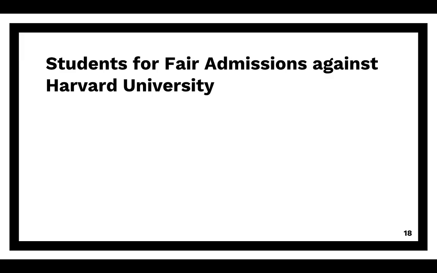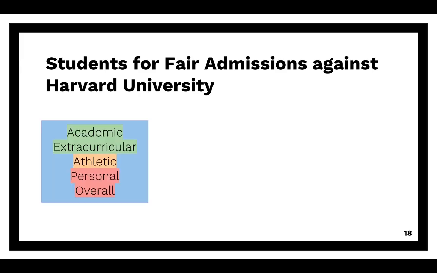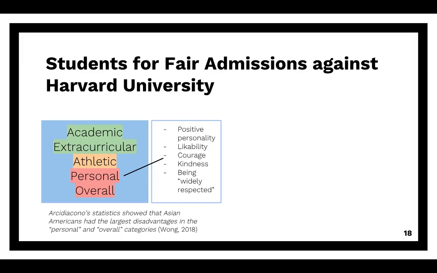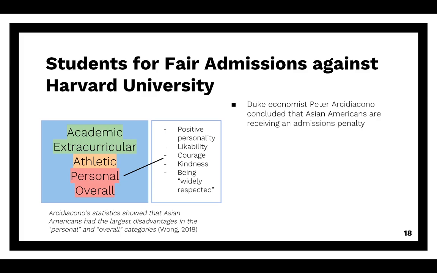So, diving into more of the case, Students for Fair Admissions appointed a Duke economist, and he analyzed the Harvard admission process, which can be categorized into 5 categories: academic, extracurricular, athletic, personal, and overall. As you can see, I've highlighted these certain colors, and based on his findings, he found that Asian Americans had the largest disadvantages in personal and overall, versus having excelling scores for admissions in academic and extracurricular. He accused Harvard University of giving Asian Americans an admissions penalty, also saying that if race was not considered, Asian American admissions would increase by 14%.